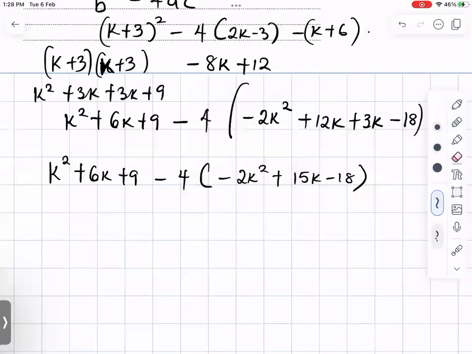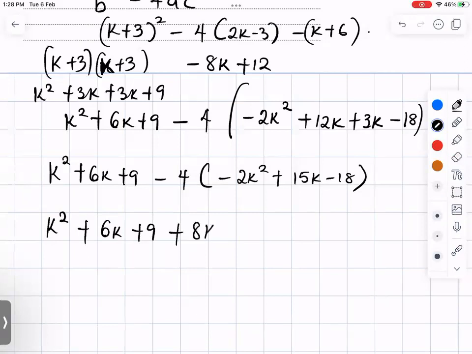We have k squared plus 6k plus 9 minus 4 minus 2k gives me plus 8k squared. Minus 4 times this gives minus 60k. Then we have plus 72.